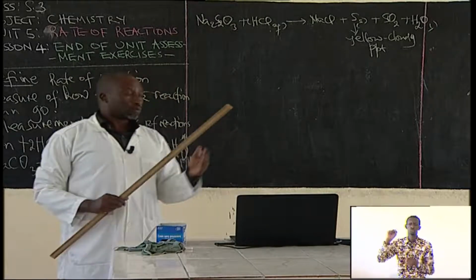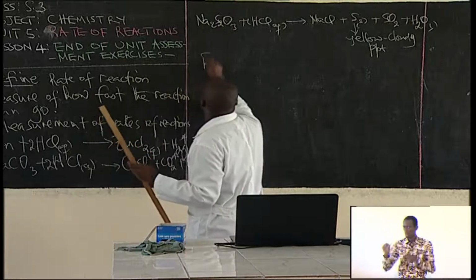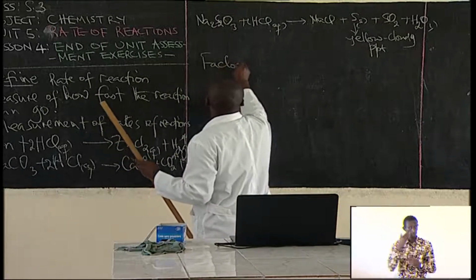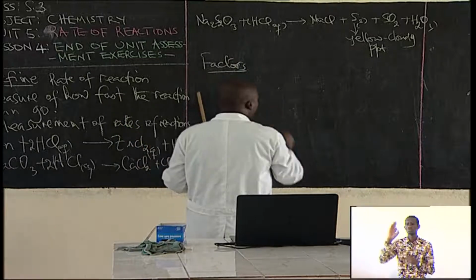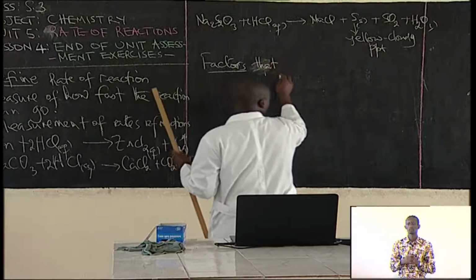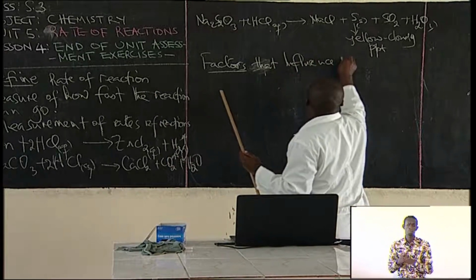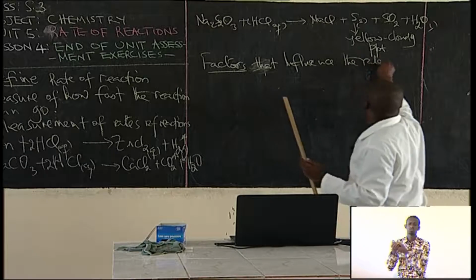So we looked in the second lesson, we were able to look at the factors. Actually, that was the third lesson. We were able to look at the factors that influence the rate of reactions.